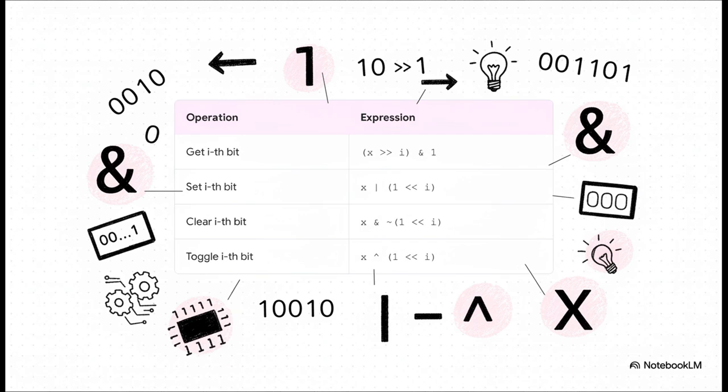If you want to know what the ith bit is, you just shift it all the way to the right and AND it with 1. To turn it on, you use OR with a special number called a mask. To turn it off, you use AND with an inverted mask. And to just flip it, that's where XOR comes in. These 4 moves are the building blocks for pretty much any bit-level work you're going to do.